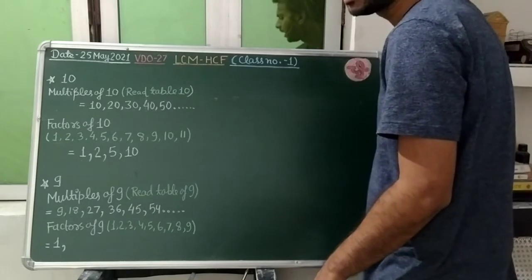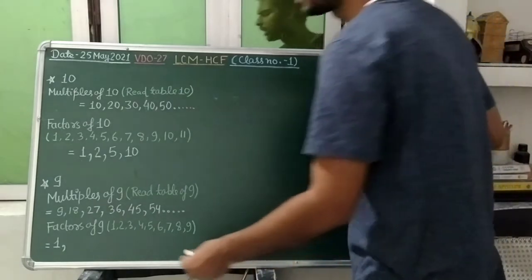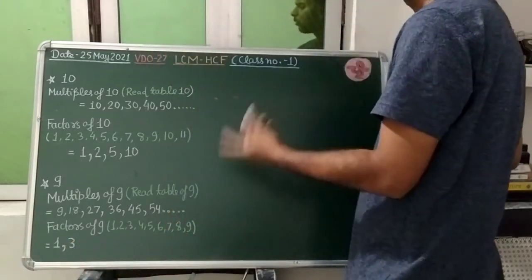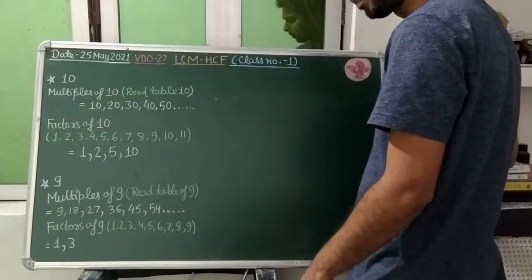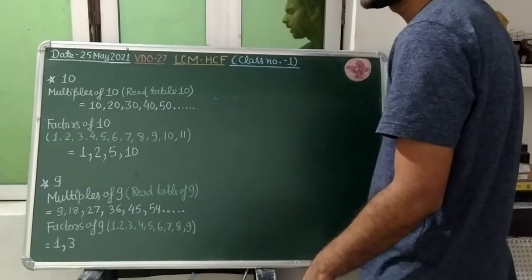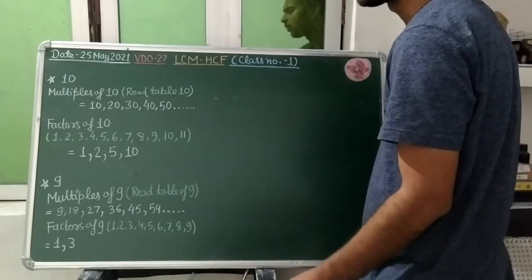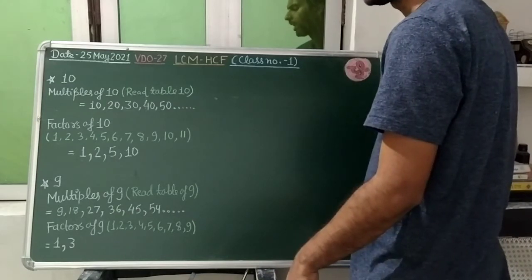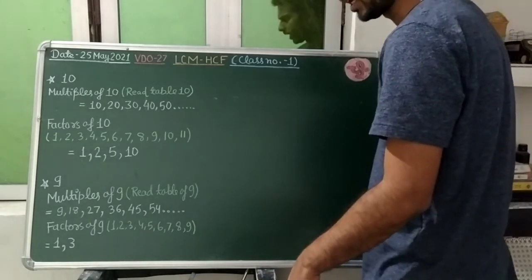Will 3 divide the 9? Yes, 3 threes are 9. That is why 3 will be the factor of 9, as it is dividing the 9 completely. Will 4 divide the 9? No, 4 ones are 4, 4 twos are 8, 4 threes are 12. 9 is not coming in the table of 4. That is why 4 will not be the factor of 9.